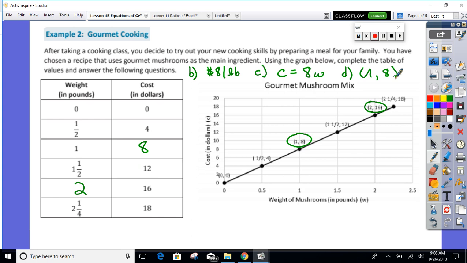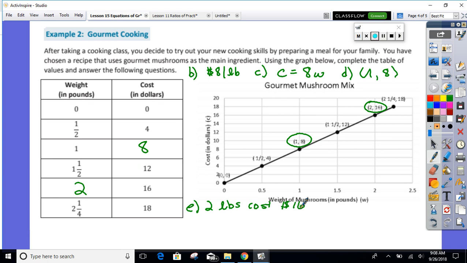Chris, what does the ordered pair (2, 16) mean in the context of this problem? For every 2 pounds you buy, it's $16. Good. Or you could simply say 2 pounds cost $16. I'm going to keep it short because I don't have much space up here.